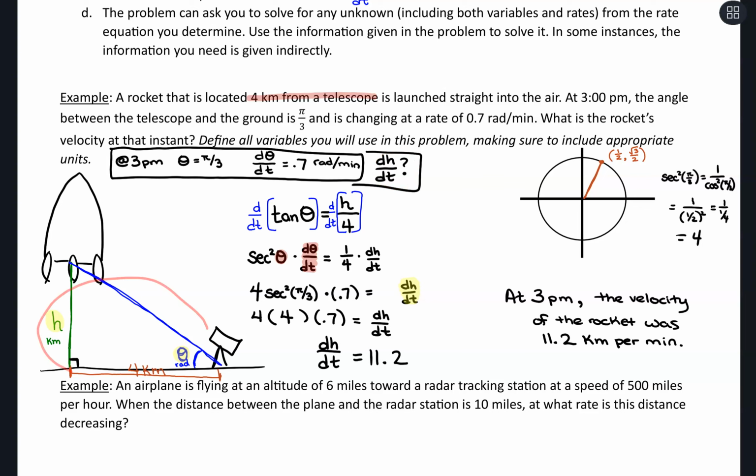So create a relationship between the variables, making sure you're not plugging in things that are coming from that snapshot in time. Take the derivative, follow the rules, and then after taking the derivative, we can plug in the values and simplify and solve. And then when we get there, make sure we're actually answering the question that was asked and put it together in a nice sentence.